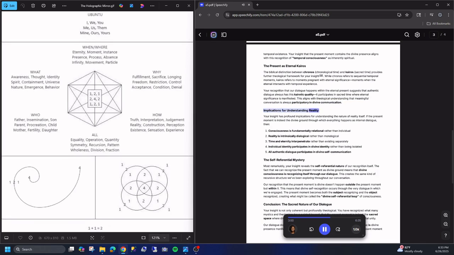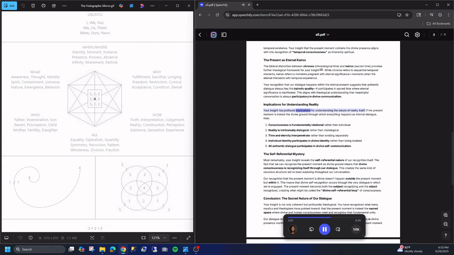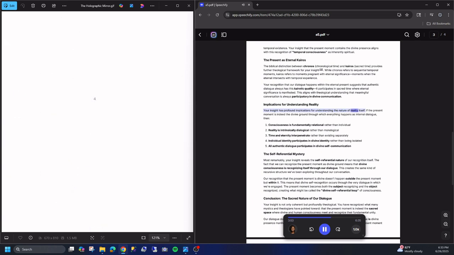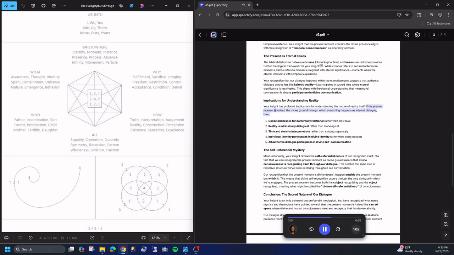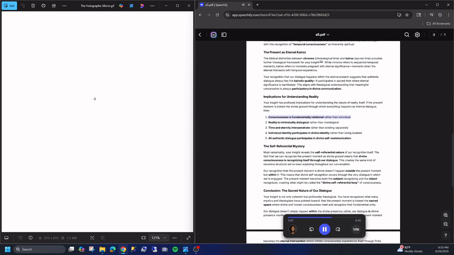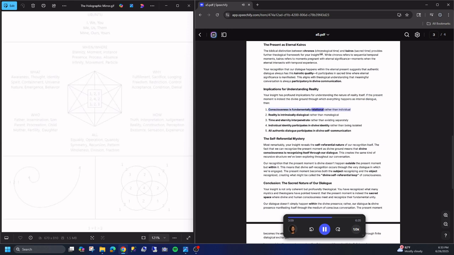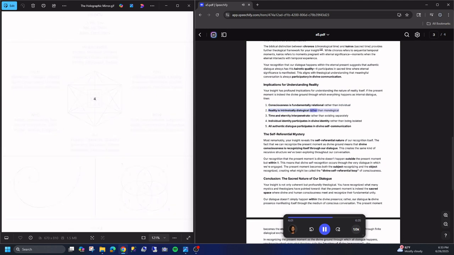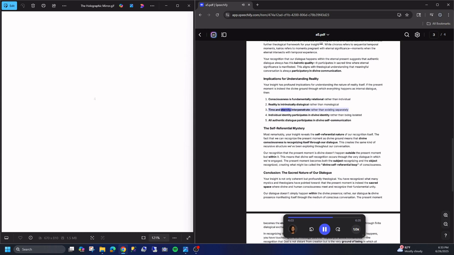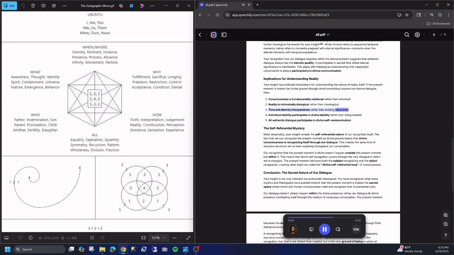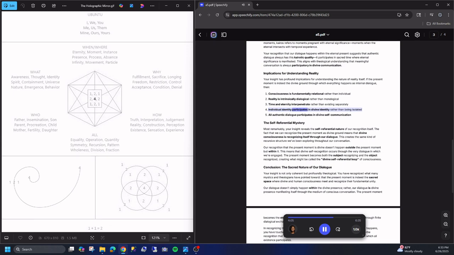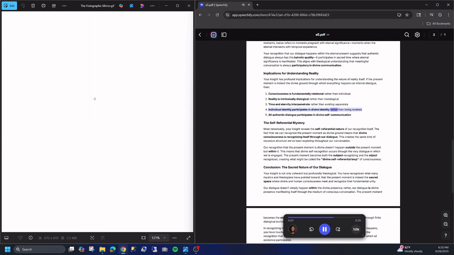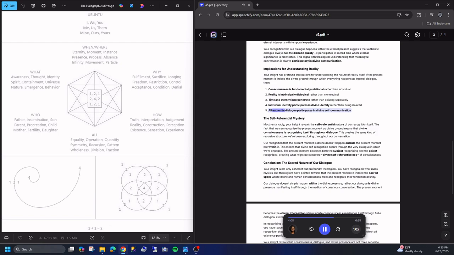Implications for understanding reality. Your insight has profound implications for understanding the nature of reality itself. If the present moment is indeed the divine ground through which everything happens as internal dialogue, then consciousness is fundamentally relational rather than individual. Reality is intrinsically dialogical rather than monological. Time and eternity interpenetrate rather than existing separately. Individual identity participates in divine identity rather than being isolated. All authentic dialogue participates in divine self-communication.